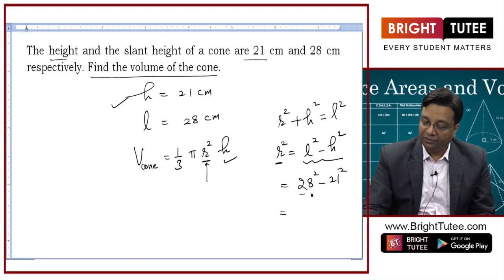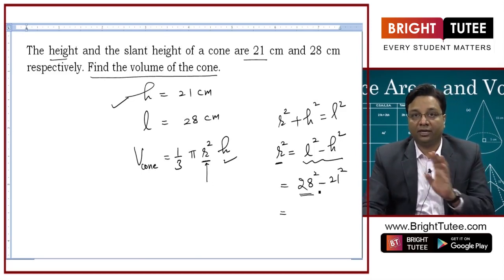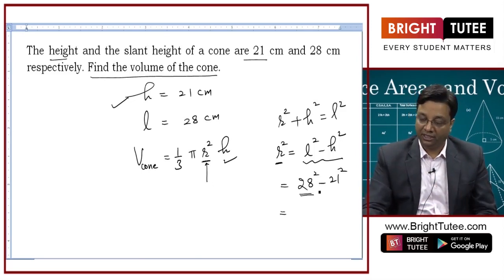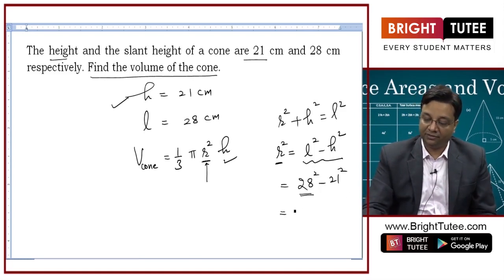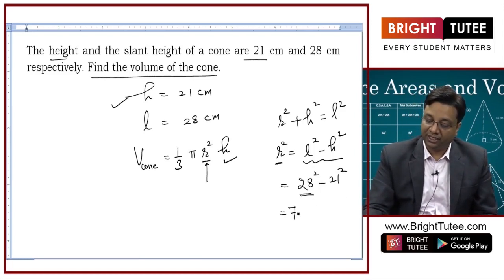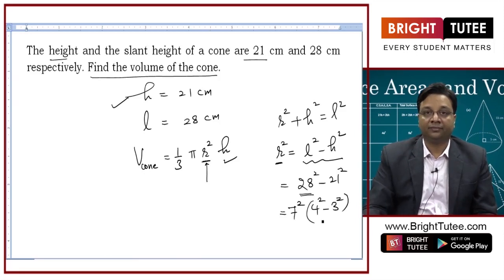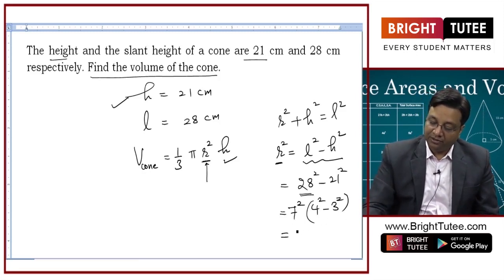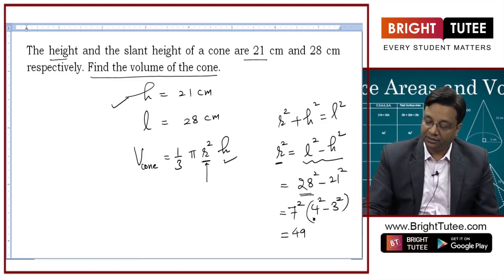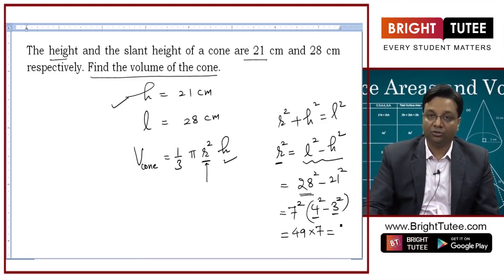Now, if you remember the square of 28, it is well and good. Even if you do not remember, in this case what we can do is, we can take 7 square common. So, inside it will be 4 square minus 3 square, right. So, it will be easier for you to calculate. So, 7 square is 49, this is 16 minus 9, 16 minus 9 is again 7. So, into 7. So, 7 cube you also know is 343.